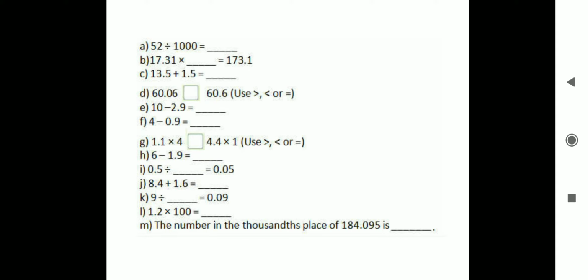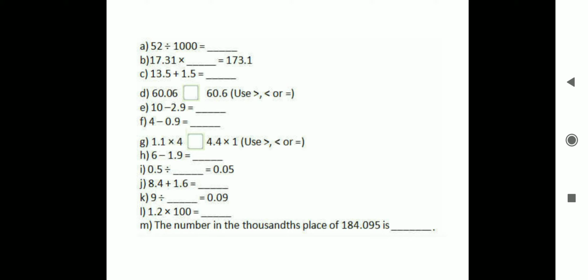Then we have 9 divided by something which is equal to 0.09. So when there is no decimal point, we assume the decimal point after the digit. So here decimal point will be after 9. Now the decimal point has moved how many places? 2 places back. So it will be divided by 100.